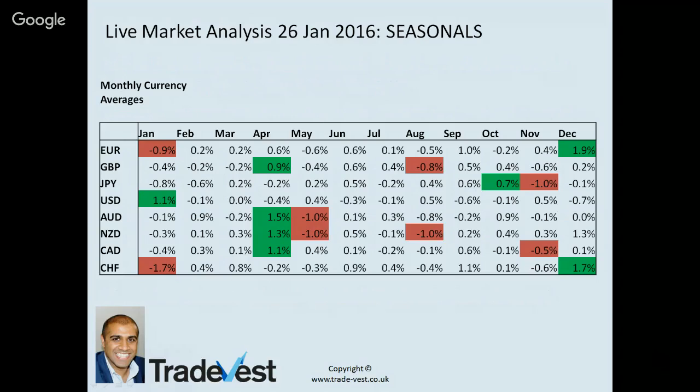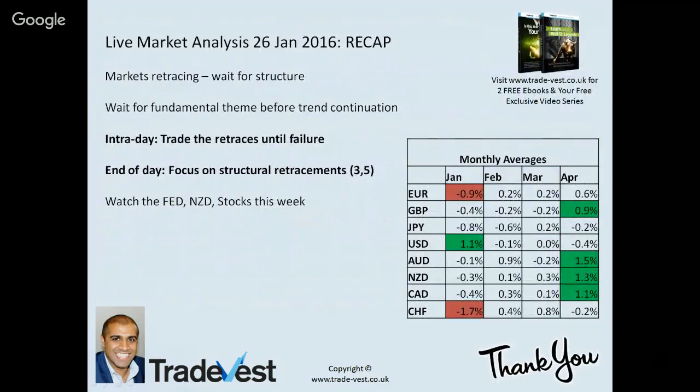So just as a recap before we have a look at some of the charts again, markets are retracing and we wait for the structure. We've got to wait for the fundamental theme before trend continuation. On the intraday basis, we want to trade the retraces until failure. And end of day, we focus on the structural retracement.